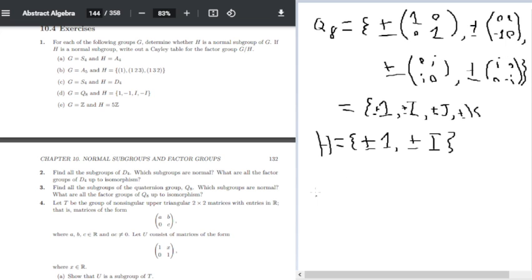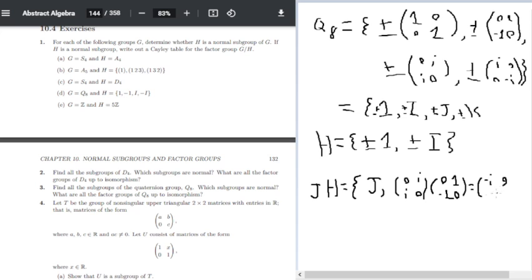So first of all, let's calculate JH. This is going to be equal to J times I. J is 0, 1, negative 1, 0 and I is 0, I, I, 0, is going to be equal to negative I, 0, 0, 0. Wait, let me double check that I'm doing it right. Oh wait, I'm being dumb. Yeah, that makes sense. Okay.